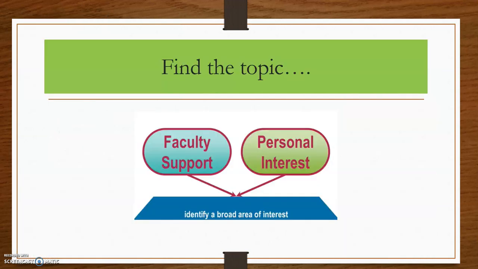Yeah, your supervisor gives you the area of topic for your final year project, but in this situation, you don't have a personal interest in that topic. So it is difficult for you. Even though you get the faculty support, meaning that your supervisor can handle that, at the same time, when your supervisor gives you the topic, you might not have interest in that topic. That's difficult for you to complete the thesis.